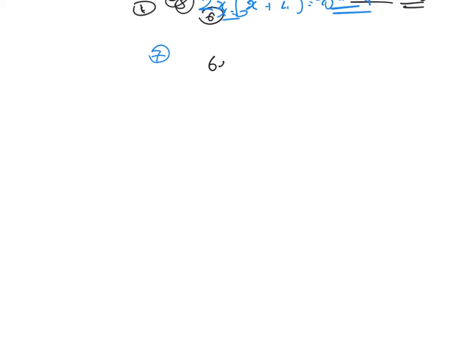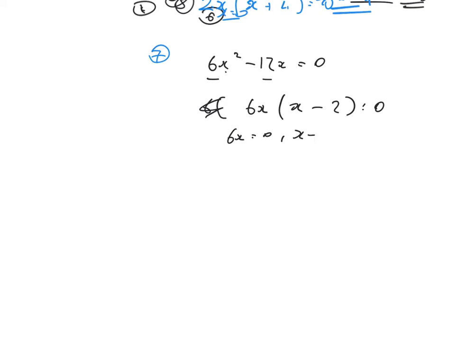Let's go for 6x squared minus 12x equals 0. From 6 and 12 I can take 6. From x squared and x I can take x, so I can take 6x. 6x times what gives me 6x squared? That's x. Minus in the middle. 6x times what gives me 12x? That's 2. Okay, so 6x equals 0, or x minus 2 equals 0. x equals 0 over 6, x equals 0. Bring that over, change its sign, and x equals 2.